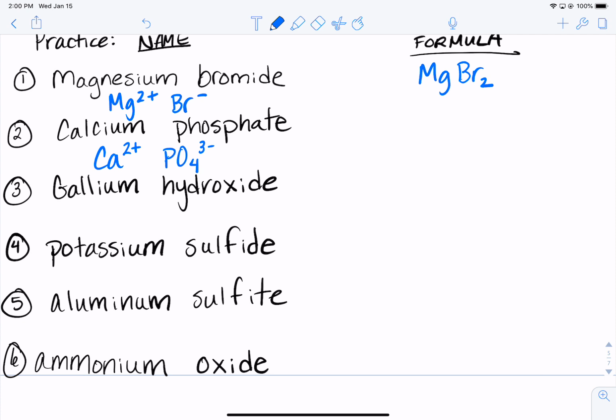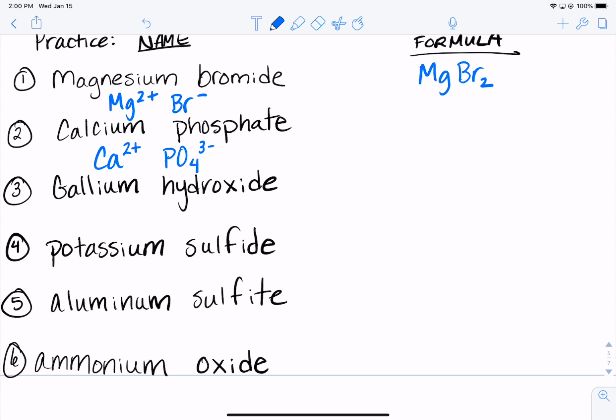Do you have to know this by heart? You have to know the ones with the little asterisks. That's why I'm making you make flashcards, so that way you're going to get really familiar with those and you'll have them memorized.